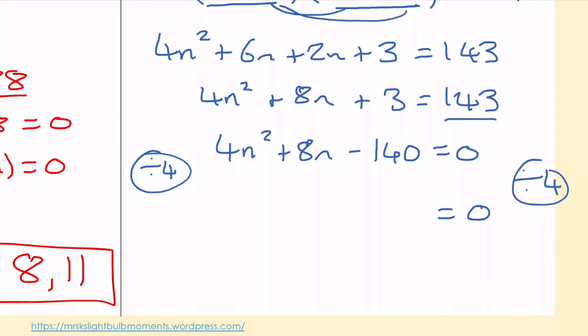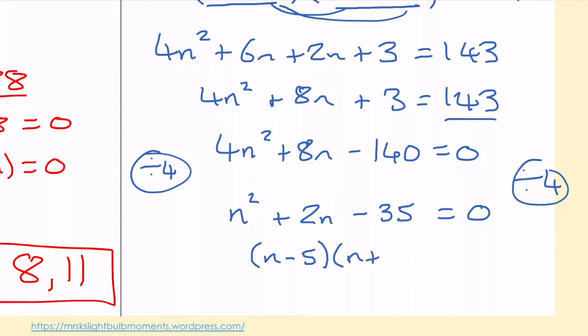So 4n squared divided by 4 is n squared, plus 2n now, because we've divided by 4. 140 divided by 4, a little trick for dividing by 4 is to halve it and halve it again. So we get 70, then we get 35. So suddenly, without doing any hard work, we've got a really nice basic quadratic, which we can now factorise and solve. The factorised version would be n minus 5 and n plus 7 equaling 0. And then when we solve this, we flip the signs and we get n equals 5 or minus 7.